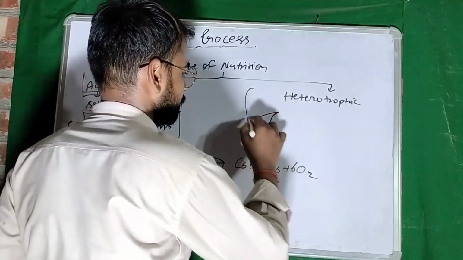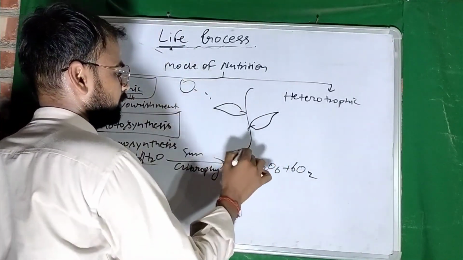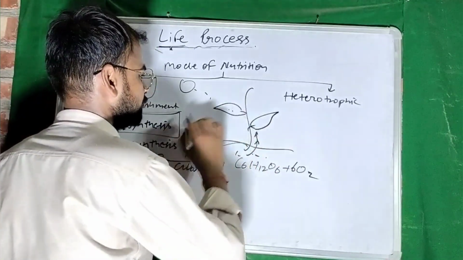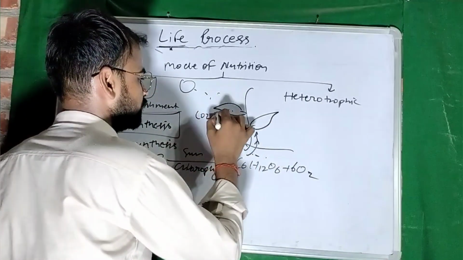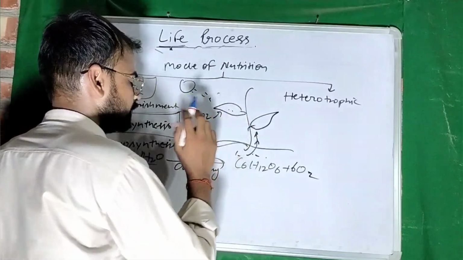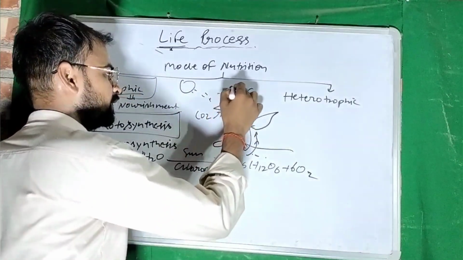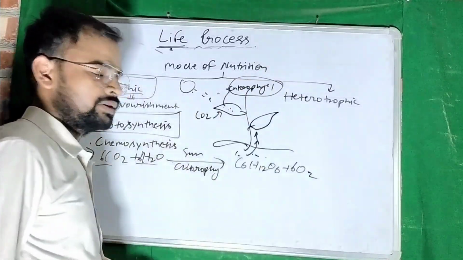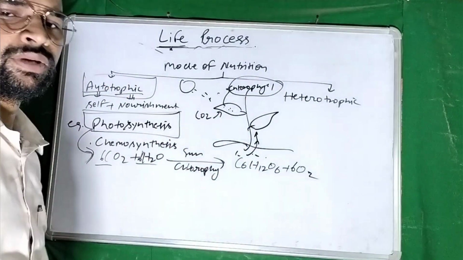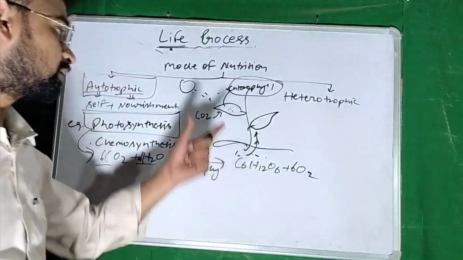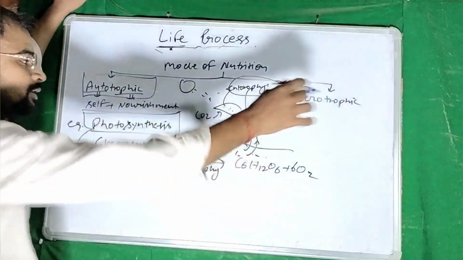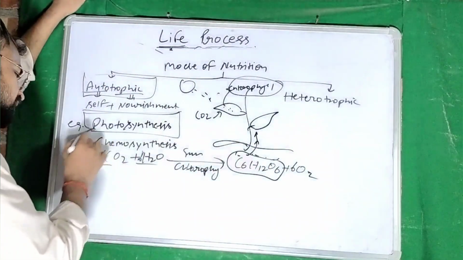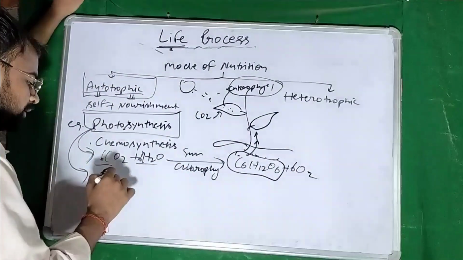Suppose this is a plant, this is sunlight, and there is water. Water will go upward into the leaf, CO2 from the environment will go inside the leaf, and sunlight will also come into the leaf, where chlorophyll is already present. In the leaf, chlorophyll is available in the chloroplast. So they will make food particles. What are the examples of photosynthesis? All green plants.